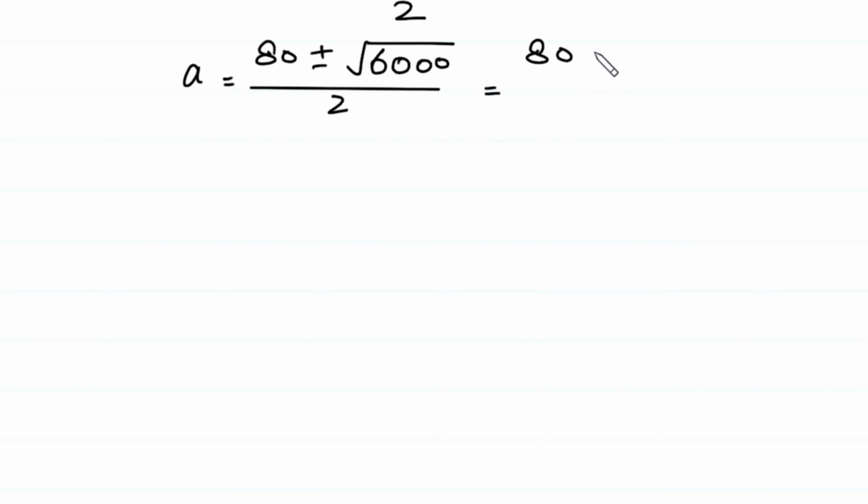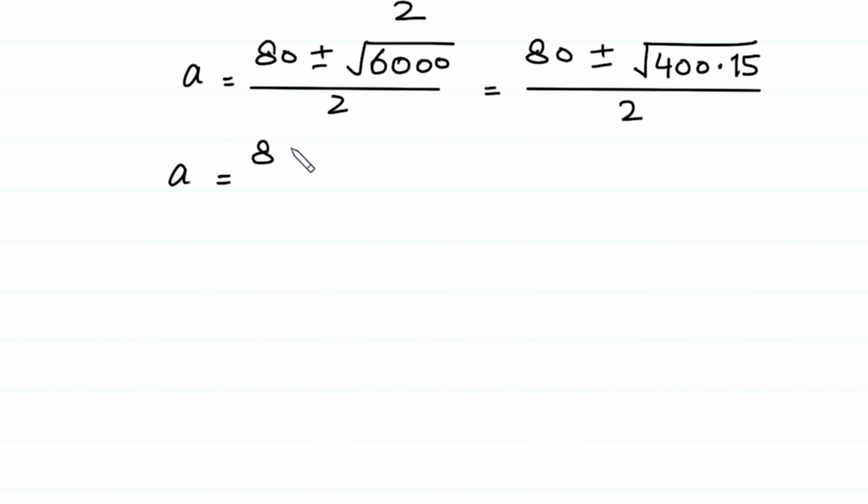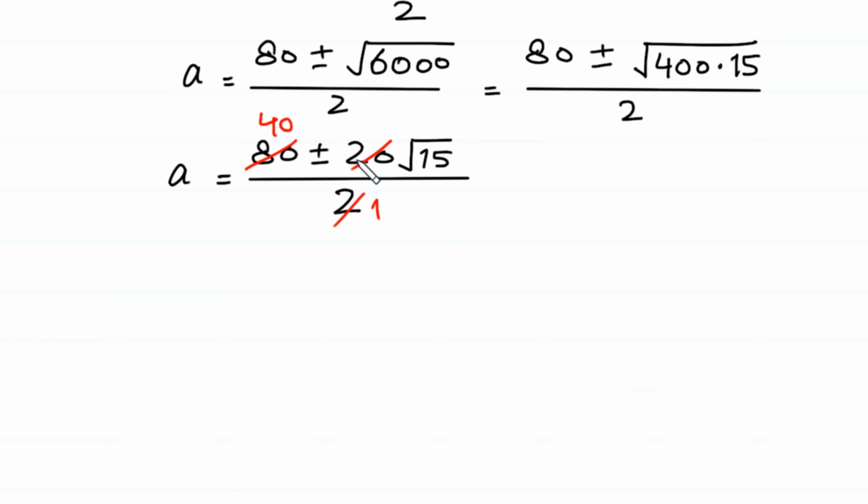Next, 80 plus minus square root of, we can write this 6000 as 400 times 15, divided by 2. Next, a is equal to 80 plus minus square root of 400 is 20 times square root of 15, divided by 2. Now from here 2 one time is 2, and 2 40 times is 80, 2 10 times is 20, and a is equal to 40 plus minus 10 times square root of 15. This is the value of a.